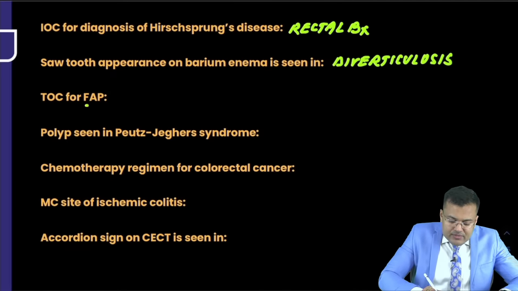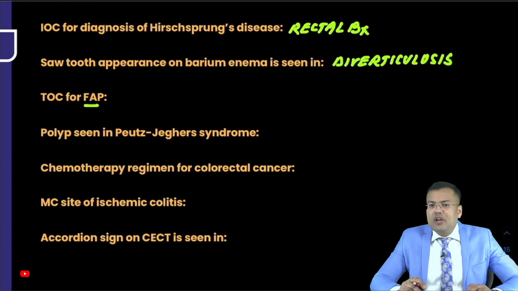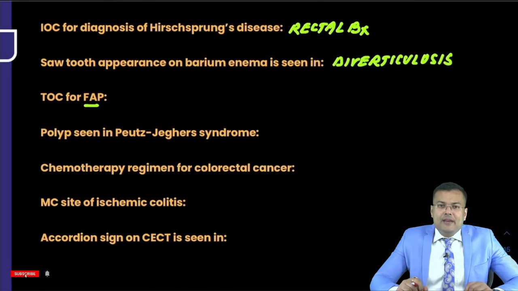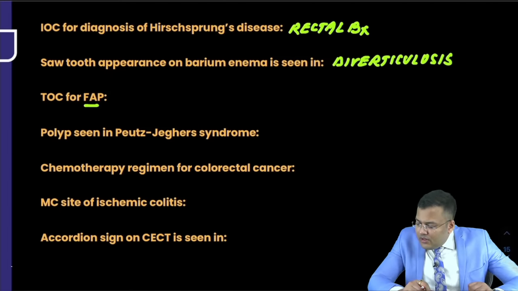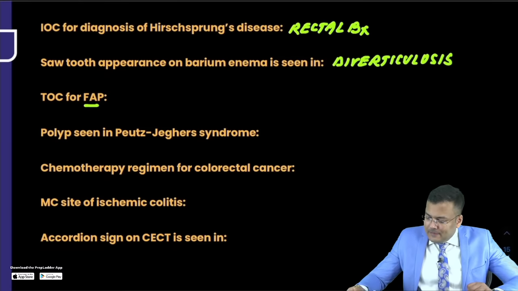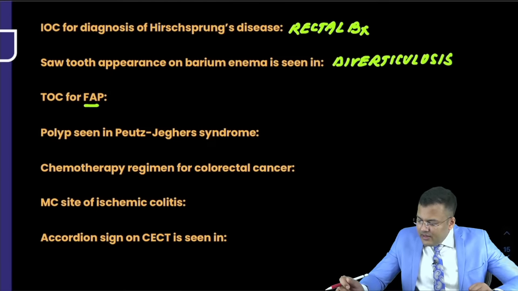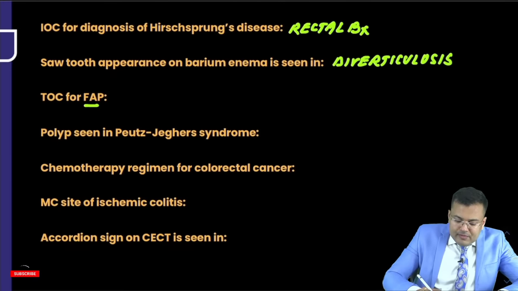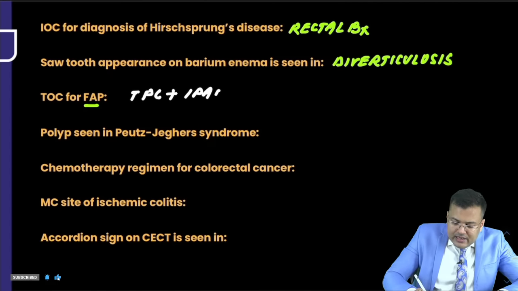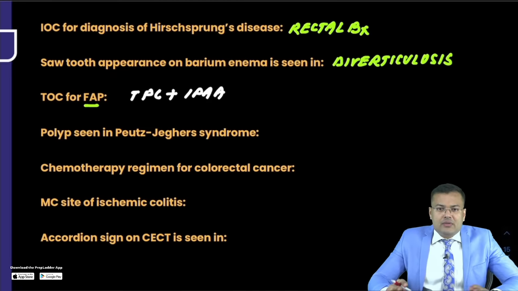Tell me, what is the treatment of choice for familial adenomatous polyposis? For FAP, what is the treatment of choice? Tell me, guys. It is not chemotherapy. Shaurya Raj, you are correct. It is total proctocolectomy. So what we perform? Total proctocolectomy plus ileal pouch anal anastomosis.